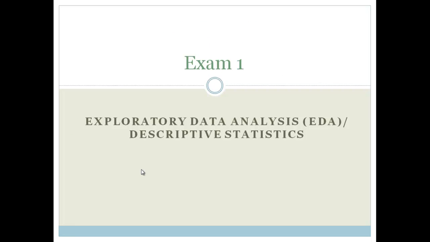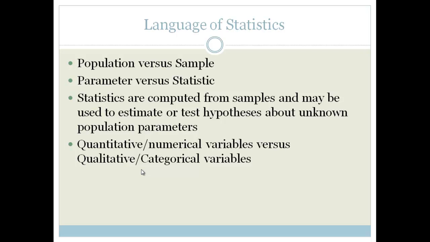Okay, so Exam 1 is going to cover Exploratory Data Analysis, EDA, also called Descriptive Statistics. So first you need to get some handle on the language of statistics, the difference between a population and a sample, population being all items of interest, all people of interest, or all objects of interest, or whatever, and a sample being some subset of that population. Usually a simple random sample taken from that population. We'll have a little bit more to say about that later.